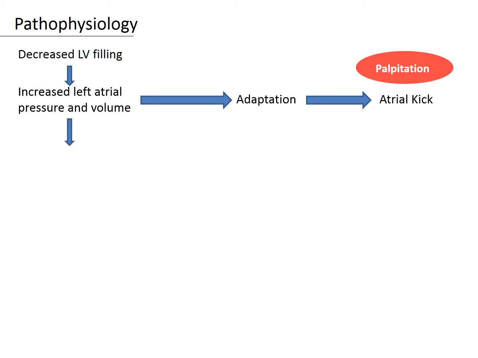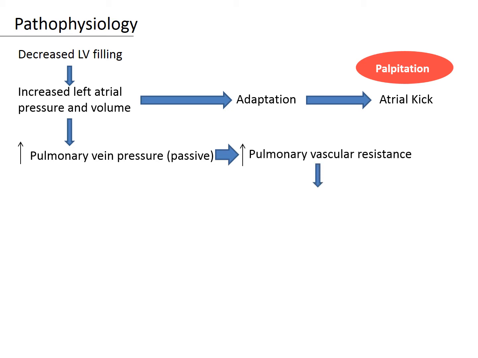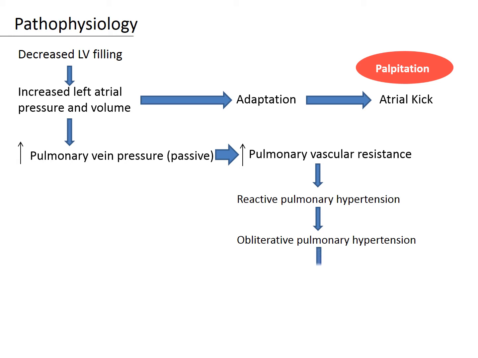Increased left atrial pressure is transmitted to the pulmonary vasculature, resulting in pulmonary congestion. The passive increase in pulmonary venous pressure may elevate the pulmonary vascular resistance, and this will result in reactive pulmonary hypertension. This condition is usually reversible if the stenosis is relieved. However, in long-standing severe mitral stenosis, obliterative changes in pulmonary vasculature may occur, and this results in obliterative pulmonary hypertension.